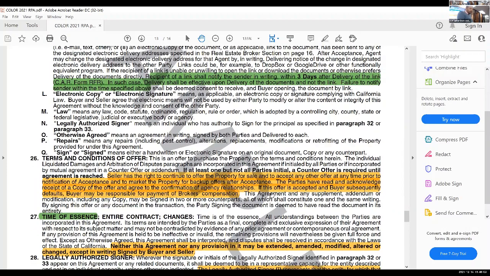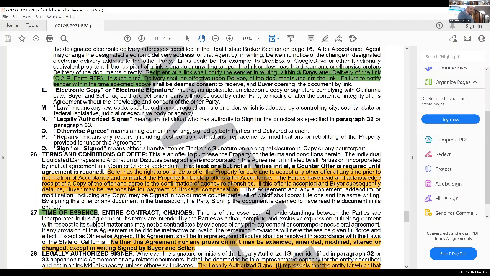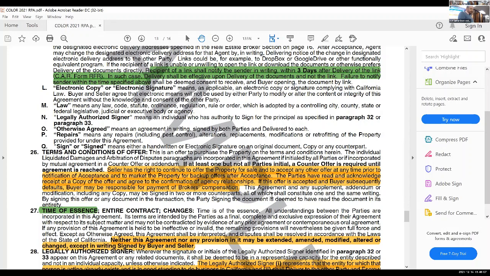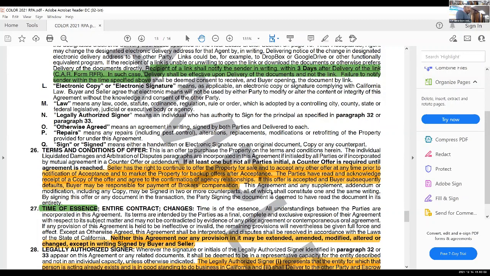Terms and conditions of the offer. Right, if at least one but not all parties initial, a counteroffer is required until agreement is reached. The seller has the right to continue to offer the property for sale and to accept any other offer at any time prior to notification of acceptance, and to market the property for backup offers after acceptance.